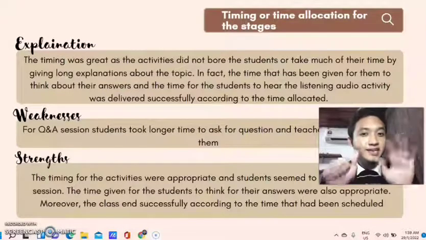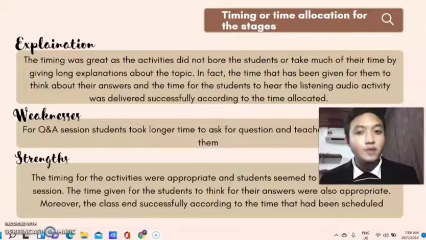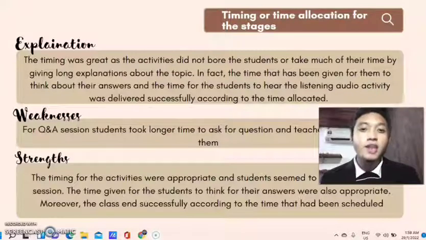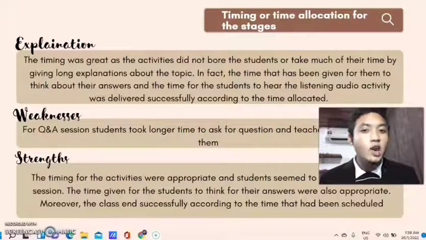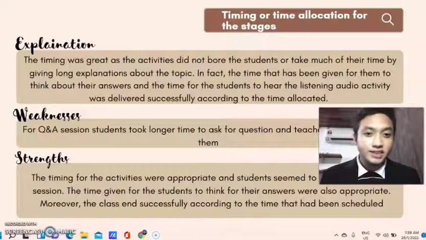Moving on to the sixth aspect, which is timing or time allocation for the stages. The timing was great as the activities did not bore the students and we did not make our explanation too long about the topic. In fact, the time given for the students to think about an answer and also the time for the listening activity was delivered successfully according to the time allocated.